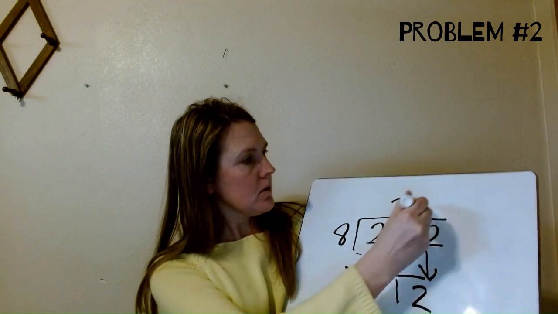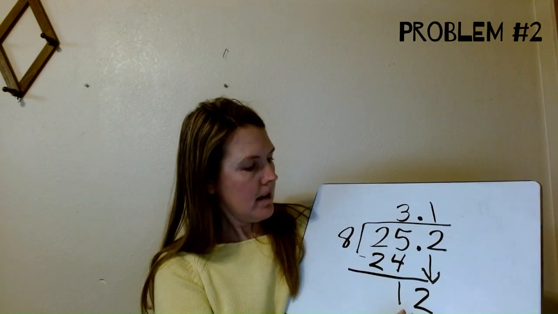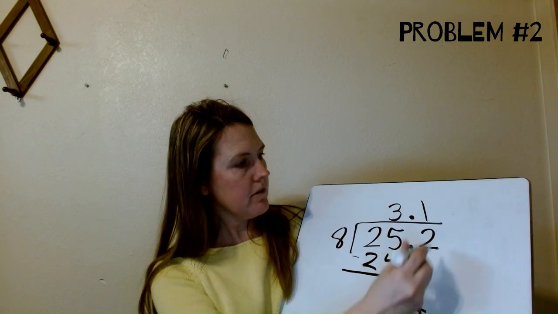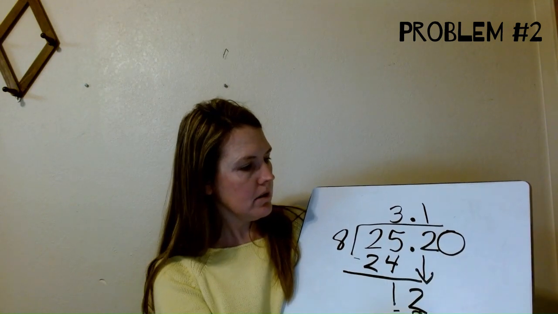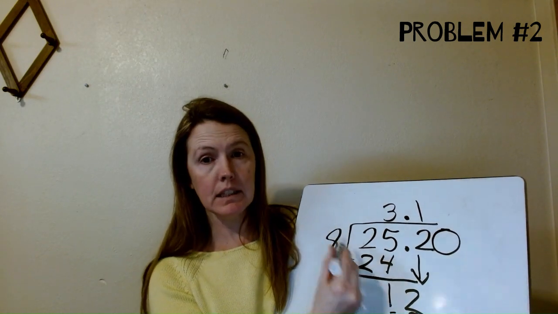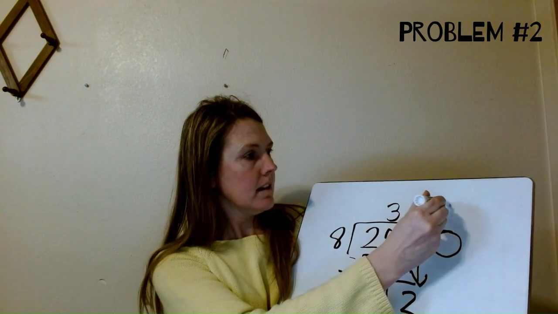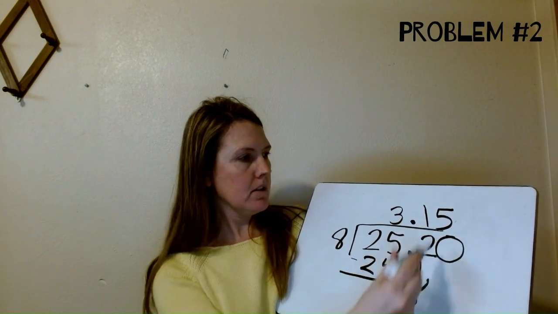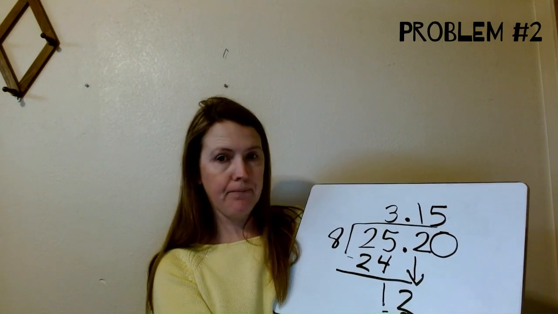So 8 can go into 12 1 time, and 8 times 1 is 8. We've got 4 left over, and we have to add a 0 here to bring down, and we know that 40 can evenly be divided by 8. So the answer is 5, and we don't have any remainders because 8 times 5 is 40.